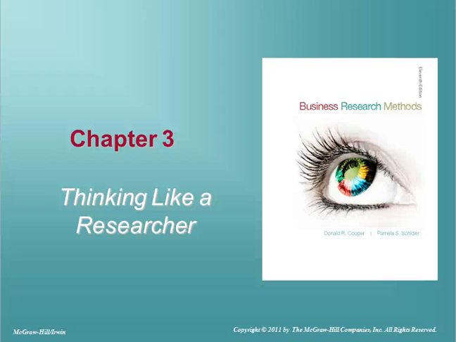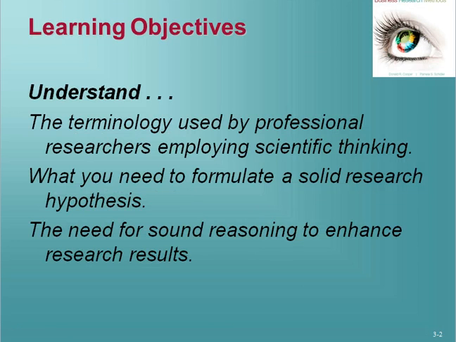This is the lecture for Chapter 3, which is Thinking Like a Researcher. The learning objectives are to understand the terminology used by professional researchers in employing scientific thinking, what you need to formulate a solid research hypothesis, and the need for sound reasoning to enhance research results.